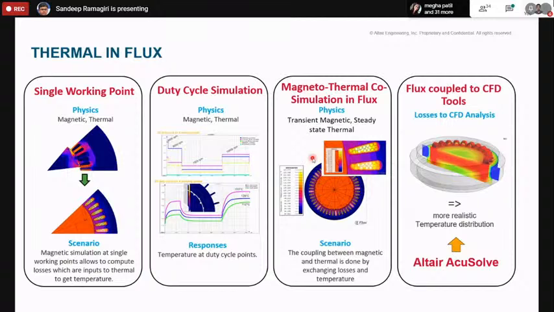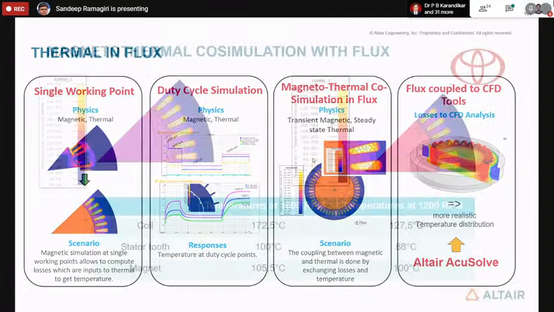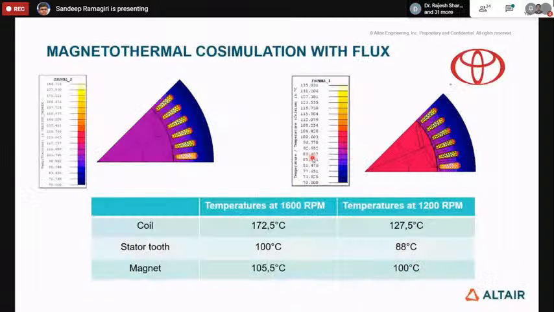And another one is advanced thermal simulation, where we have a CFD software in place, and we compute total losses from the Flux electromagnetic technology, and we export those losses, and these losses are being mapped into the CFD software. And here the advantage is that we can define the coolants and how the coolants are flowing. If the coolants are flowing in a particular fashion, we can also do that, and we can get the temperature distribution.